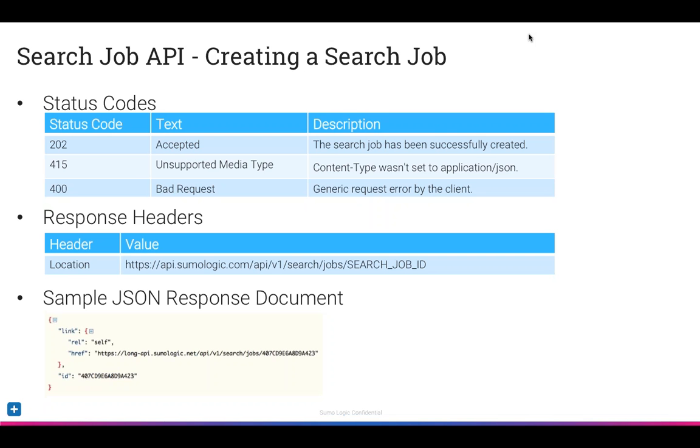Your response header is just going to be a location header, which is going to provide the full URL to interact with that search job. You'll get back a JSON document. Again, that JSON document is going to contain the full URL that you would use to interact, or it's just going to have the ID of the search job that was created.